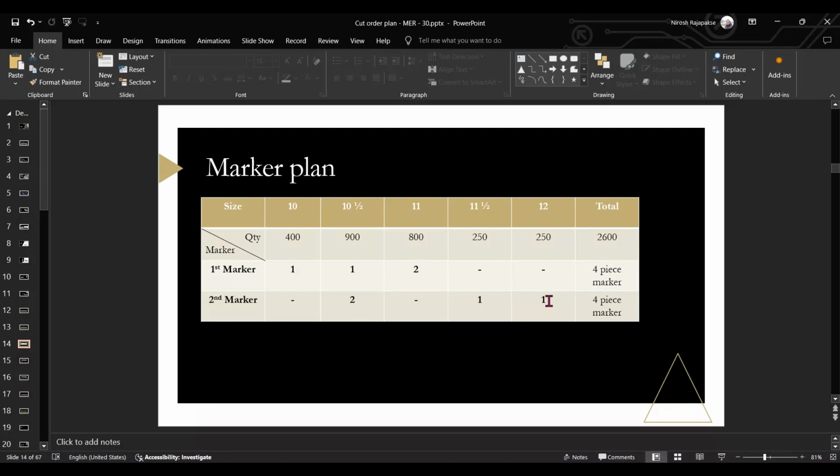The rest, the cut plan and duplicate copies, will depend on this. Later we will discuss that.